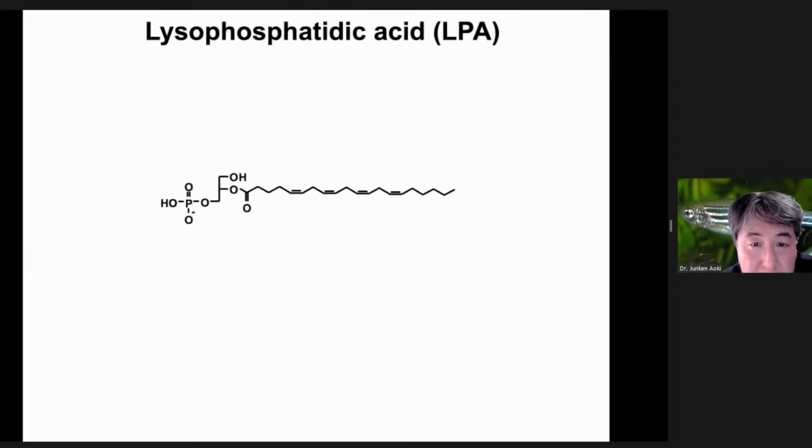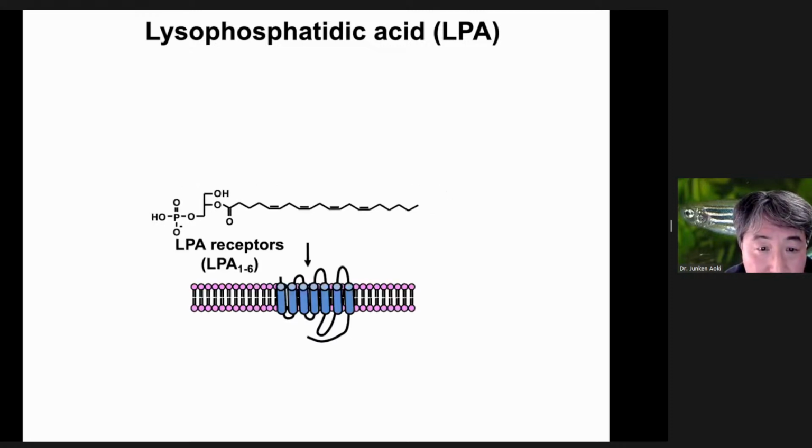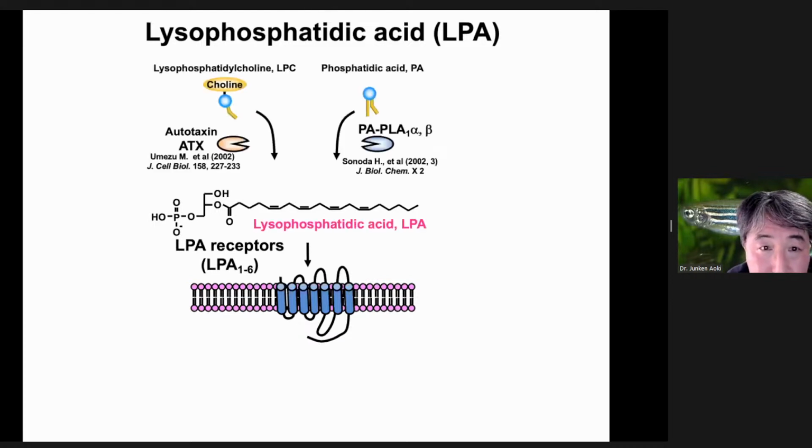So the structure of LPA is here. LPA is very simple in structure. It has phosphate, glycerol, and fatty acid. And there are 6 types of LPA receptors, named LPA1 to 6. And LPA is produced by 2 major pathways. One is the autotaxin pathway from LPC, and the other is the PA-PLA1 alpha or beta pathway from phosphatidic acid.